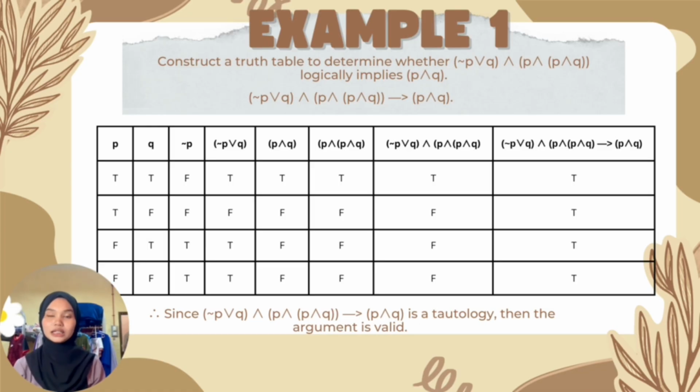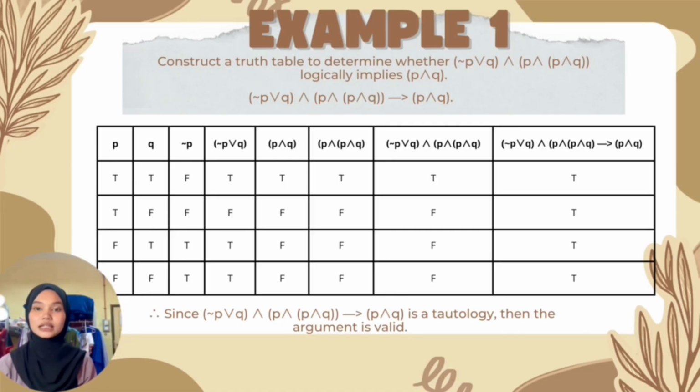First column P is going to be true, true, false, false. Next, the second column Q has the truth values true, false, true, false. In the third column is not P, where we negate the truth values from column P, so it will be false, false, true, true. Then the next column is to find not P or Q. This disjunction statement is true when one of the statements is true.